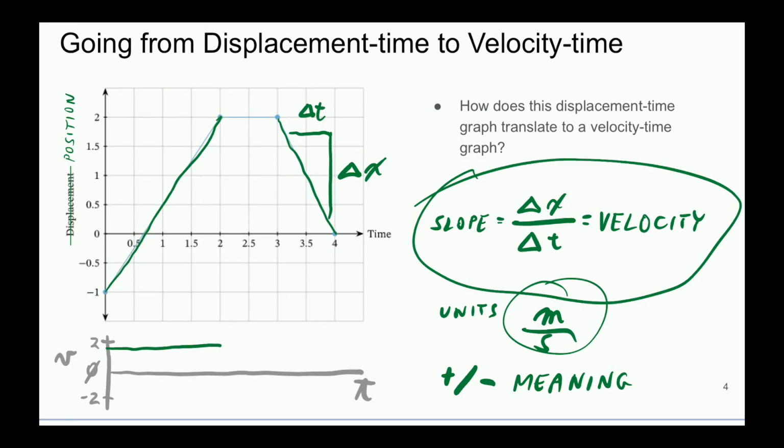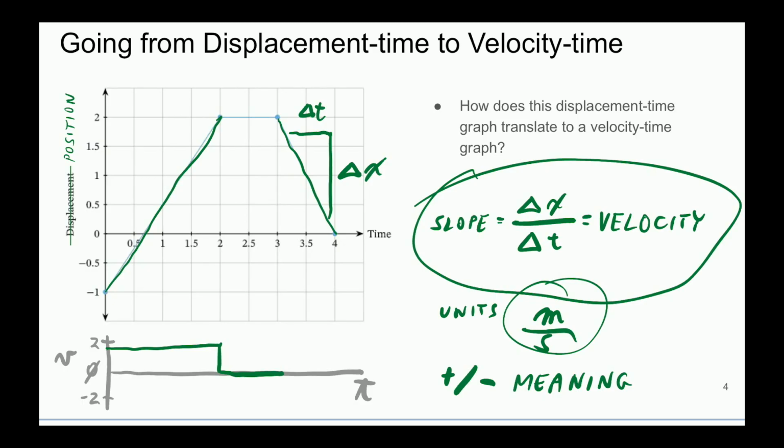Right, now here the graph is flattened out. So when the graph is flat on a position time graph, we know that nothing's happening. So come back to the graph, we see that suddenly there's no velocity, right? Because there's no change in position.